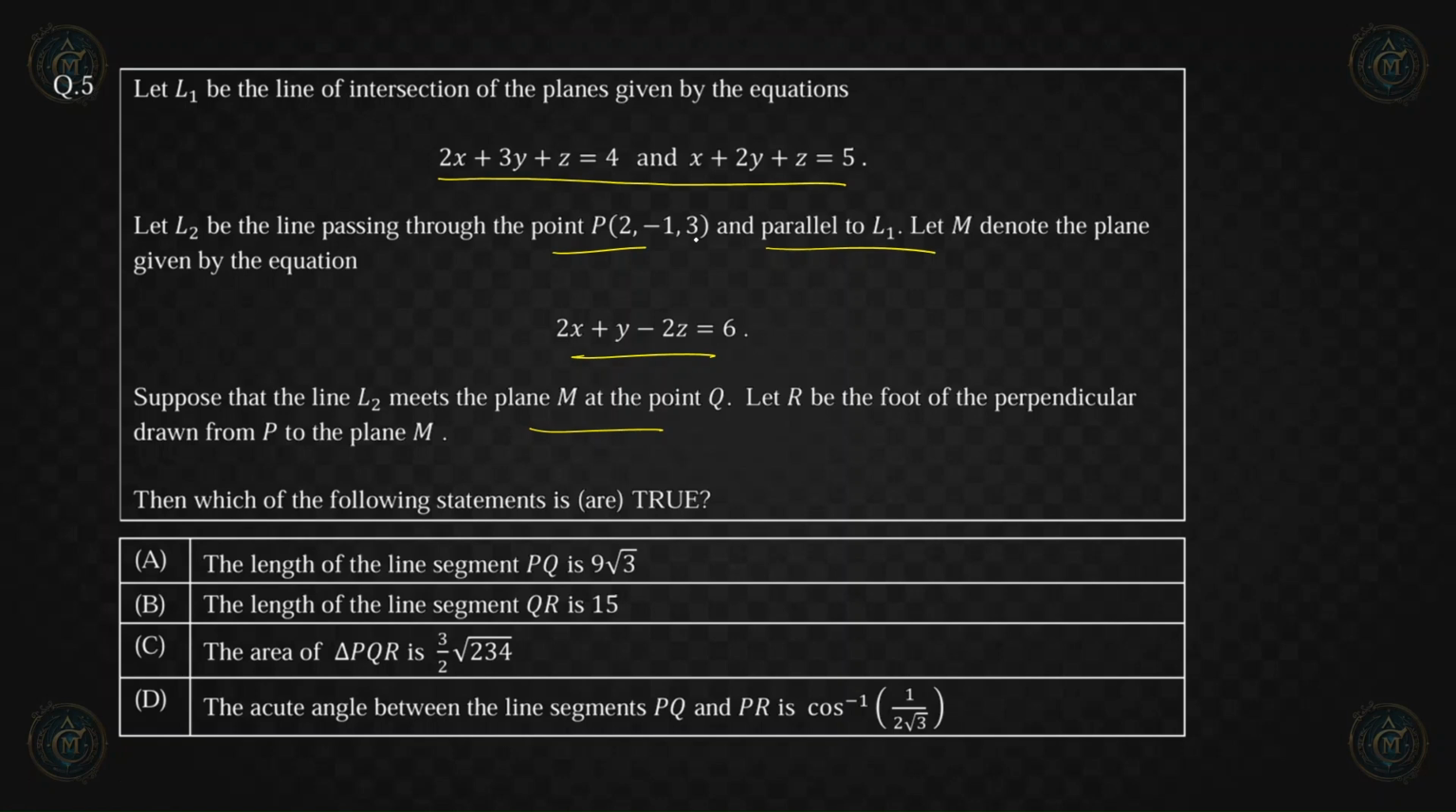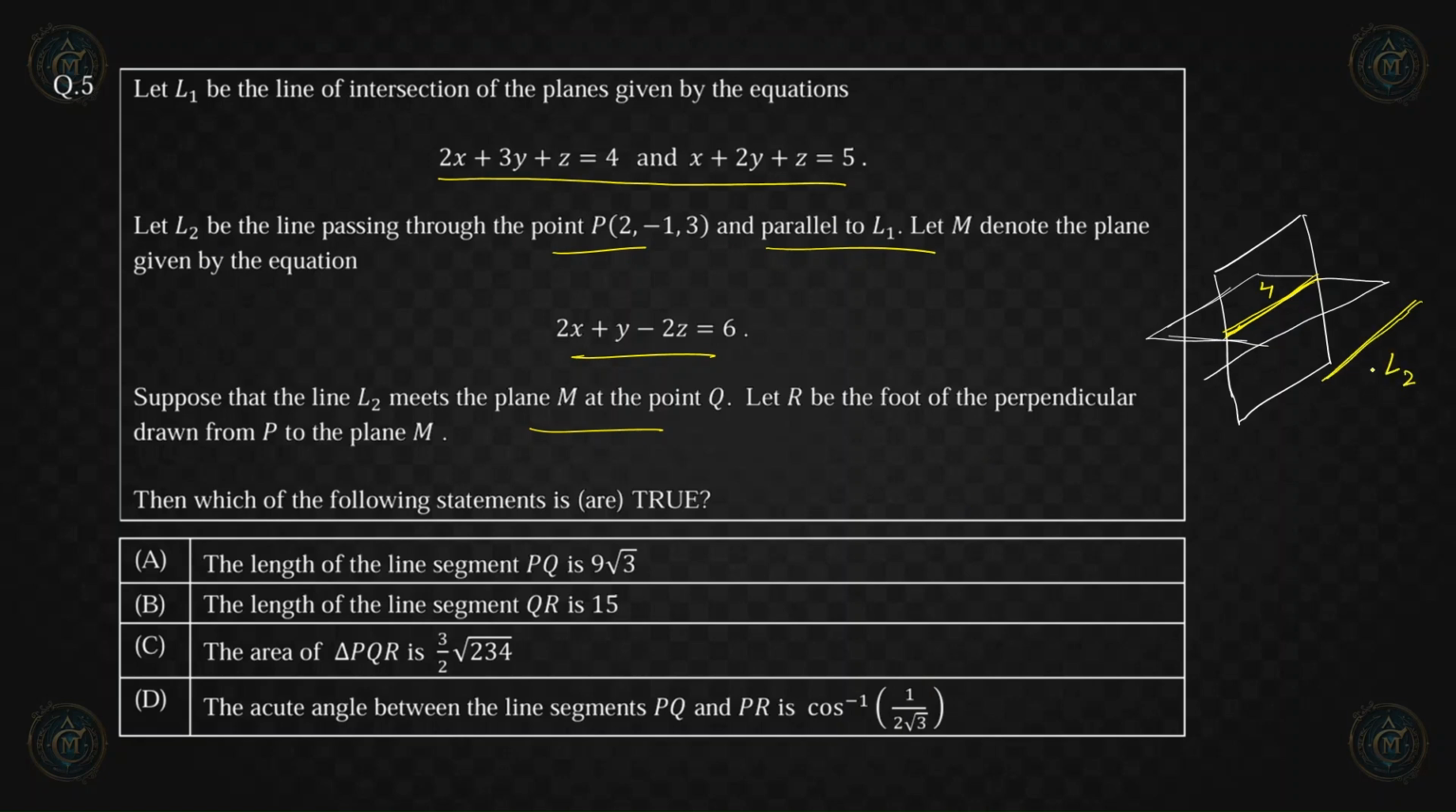Let's determine this line. We have these two planes. So this will be the line of intersection of these two planes, this yellow line. This is our L1. Now L2 is the line passing through the point P (2, -1, 3) and parallel to L1. So L2 is the line passing through the point and parallel to L1. That means somewhat like this. Let's say this is our L2.